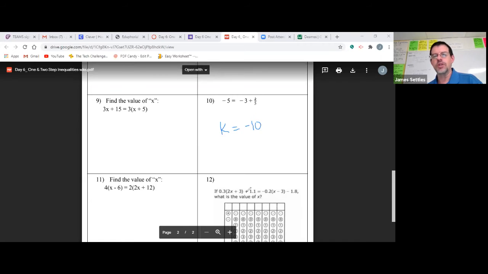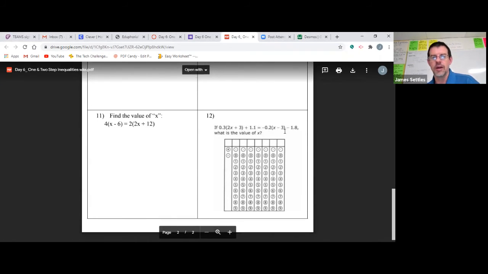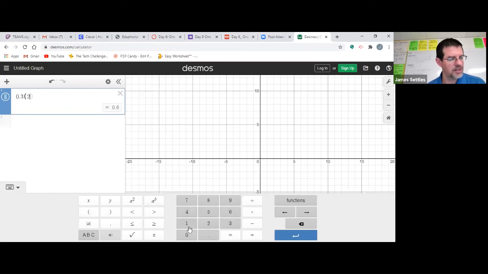All right. So we're going to skip to question 12 now. And on question 12, you can see this is a nasty, nasty equation right here. Look at that. That sucker's huge. But we're going to get to plug this in. So we're going to go to Desmos. I'm going to get rid of this one because I don't want that one in the way. And I'm going to plug this in. Now, I know you may not be able to see it, but I've got it right here. So you're going to type in 0.3, parentheses.